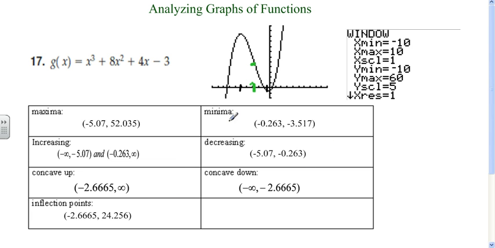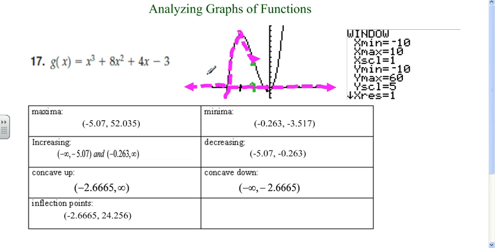Now for the concavity, we look at this point here. So it's concave down from here to here, which is all of the x values in this range here. So which would be from negative infinity to negative 2.665. And then it's concave up, it looks like a bowl here, from negative 2.665 to infinity.